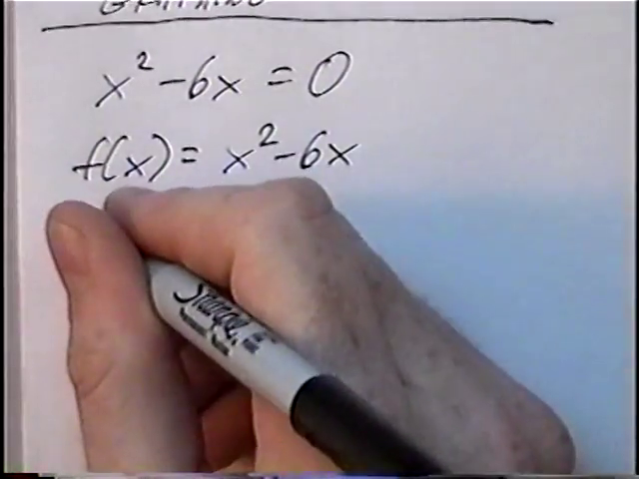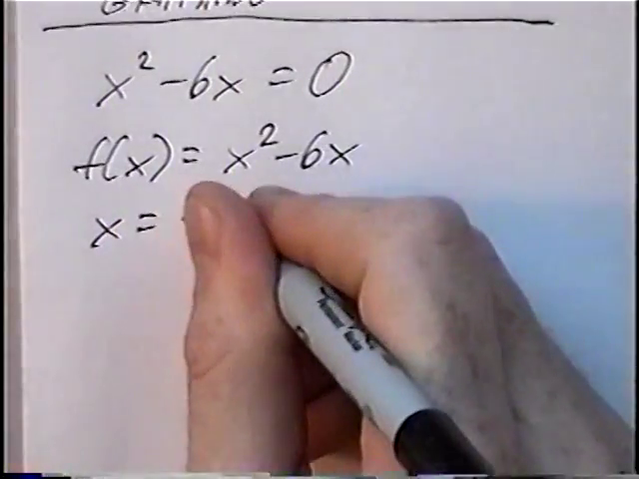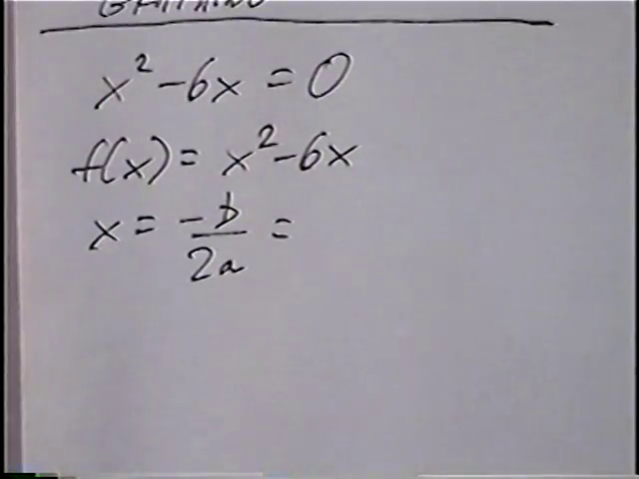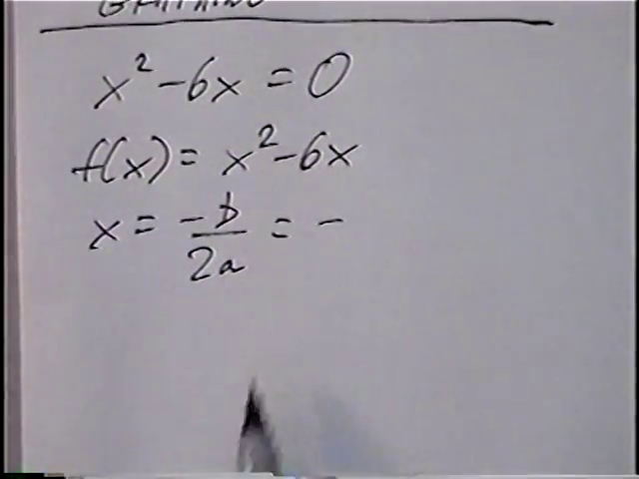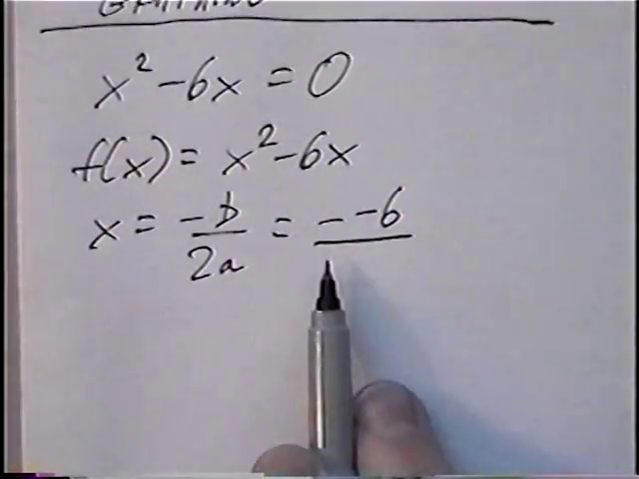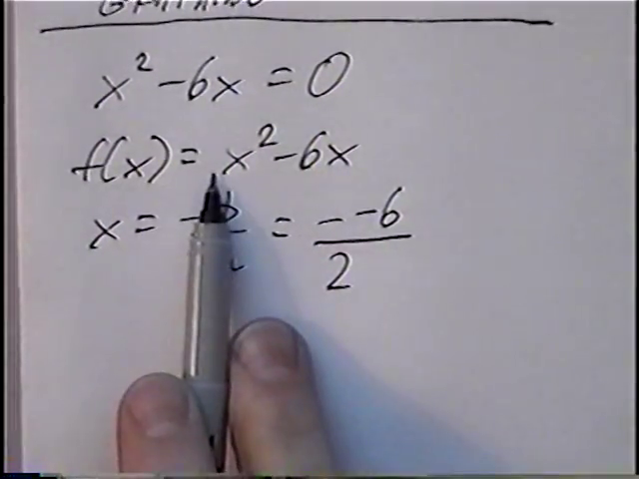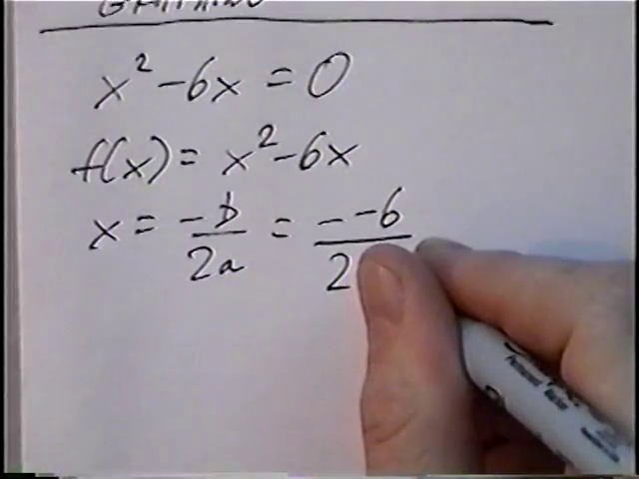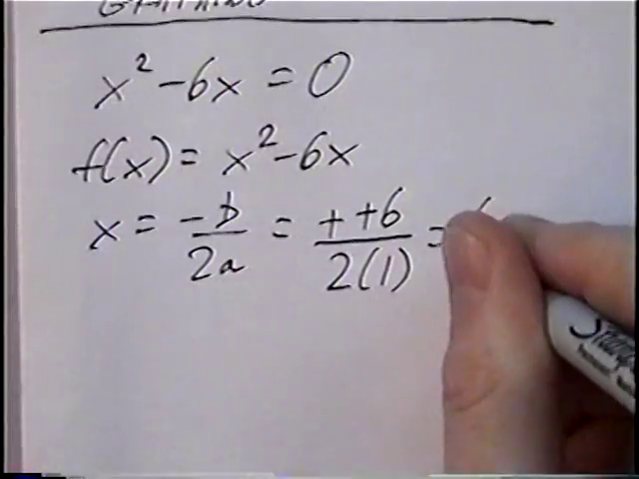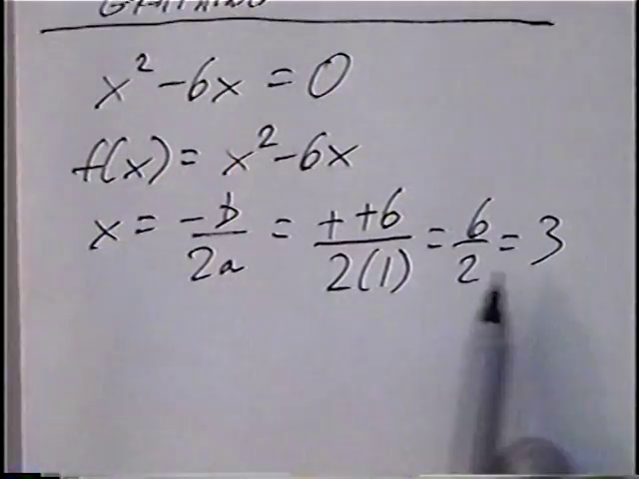To graph this equation, we want to find the vertex. We can find the x value of the vertex. If you remember from previous sections, the x value of the vertex is negative b over 2a. So we'll have negative b, the coefficient in front of x, which is a negative 6, so negative negative 6 divided by 2 times a. A is the coefficient in front of x squared, which is 1. Negative negative 6 would be positive 6 divided by 2, which would be 3. So the x value of the vertex is 3.